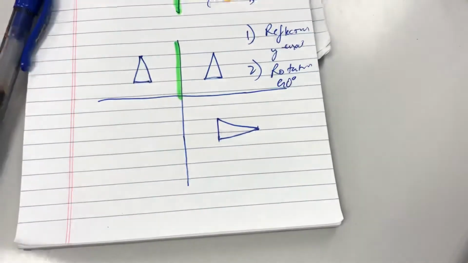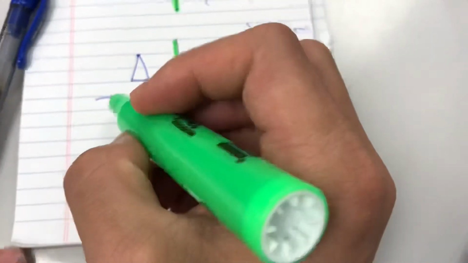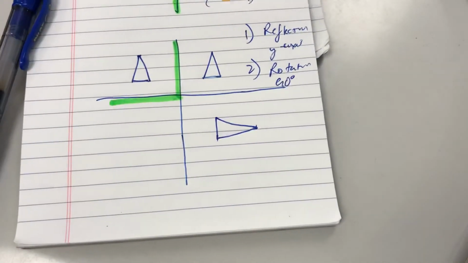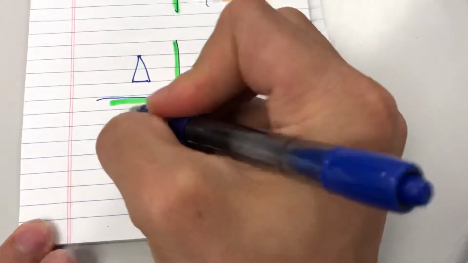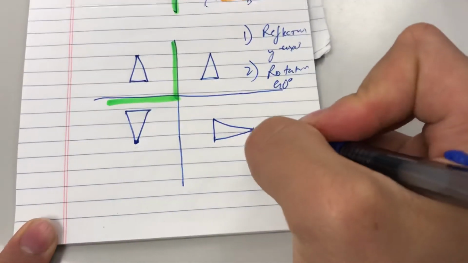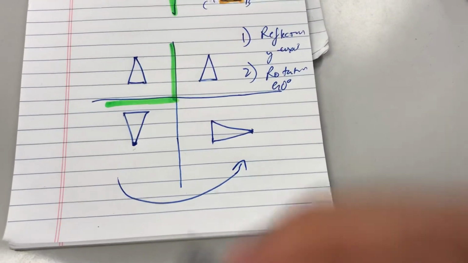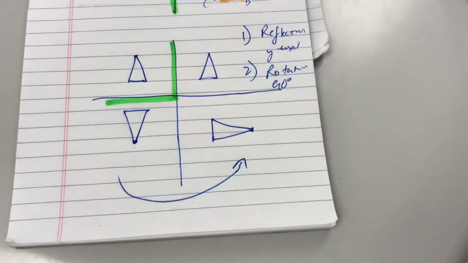Or, likewise, it could also be that this was reflected off of the x-axis like this. And if it got reflected off the x-axis, it probably looks something like this. And then it probably got rotated because the top is this way and the top is this way, 90 degrees counterclockwise. So that's another possibility.